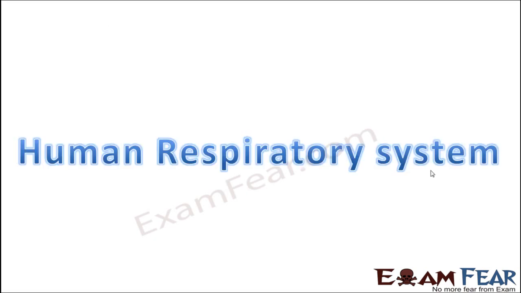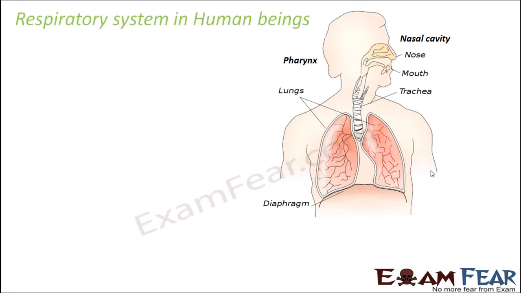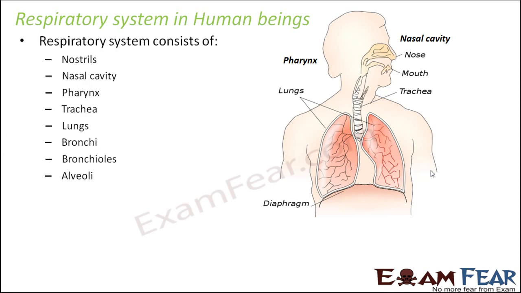So now we will talk about the human respiratory system. When you talk about the human respiratory system, there are quite a few organs which altogether form this respiratory system in human beings. So let us quickly look at the different parts of the respiratory system.